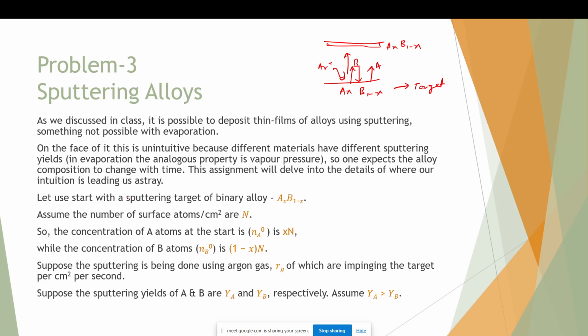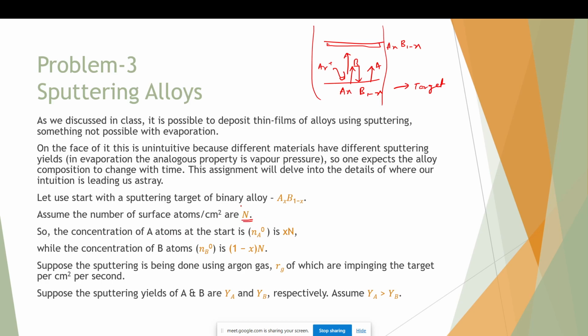Okay, let us start with a sputtering target of binary alloy A_x B_(1-x). Assume the number of surface atoms per centimeter square is n. Suppose that this is the sputtering chamber. This is the target and this is the substrate. The target here consists of A_x B_(1-x) alloy, and the target has some surface atoms, right? The number of surface atoms that are present is n.